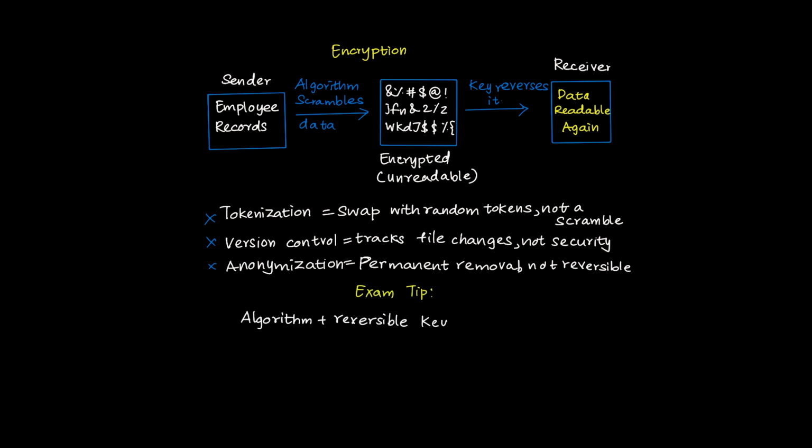Here's a WGU D467 exam tip for you. Algorithm plus reversible key equals encryption. If the data can be unscrambled by an authorized party with the right key, that's always encryption. Quick recall hook. Encryption = algorithm plus key = lock and unlock.